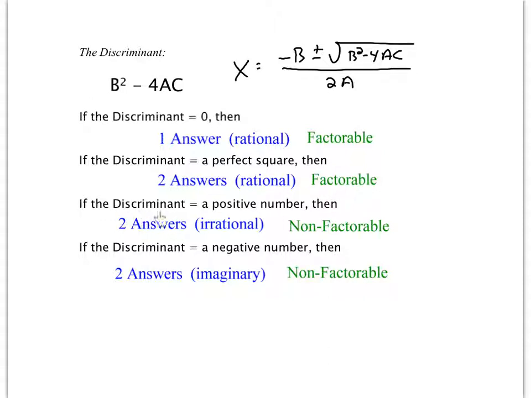If the discriminant is a positive number, but not a perfect square, we're once again going to have two answers, but they're irrational because there's going to be a radical in our answer. And this would not have been factorable. And lastly, if what is inside the radical, our discriminant, b squared minus 4ac, turned out to be negative, that means we have an imaginary number, because we have a negative inside the radical. That also would not have been solvable by factoring.